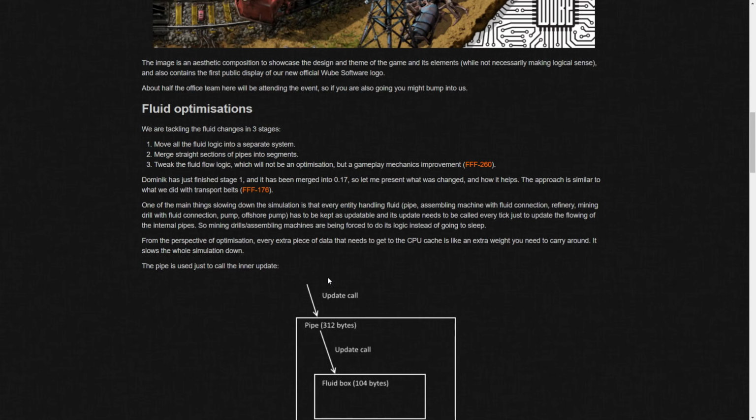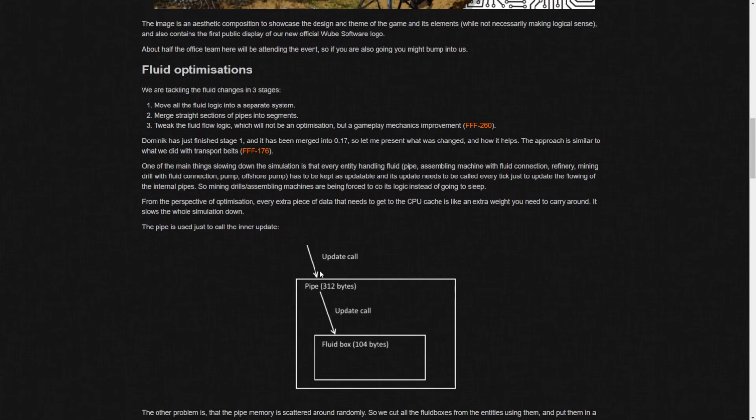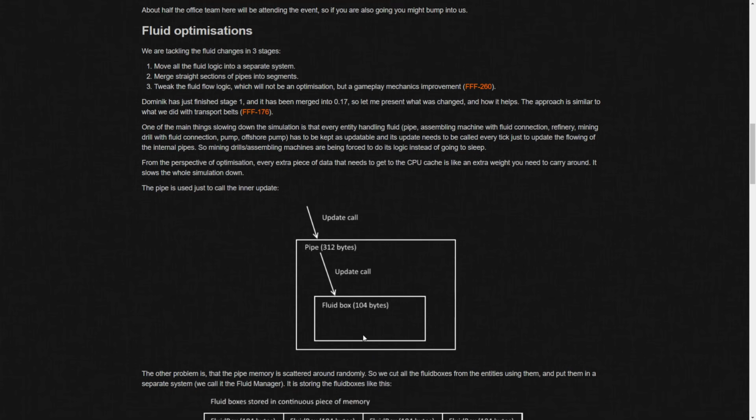So looking at this, they have pipe call, and then pipe, which is 312 bytes, and then update call to fluid box, which is 104 bytes. Yeah, that's just their abstract representation of the fact that they need to tell the pipe to update, and then the pipe itself tells its fluid box to update. Right. And the only purpose of the pipe is to hold fluids, so why do they even need to go through the pipe? Yeah, exactly.